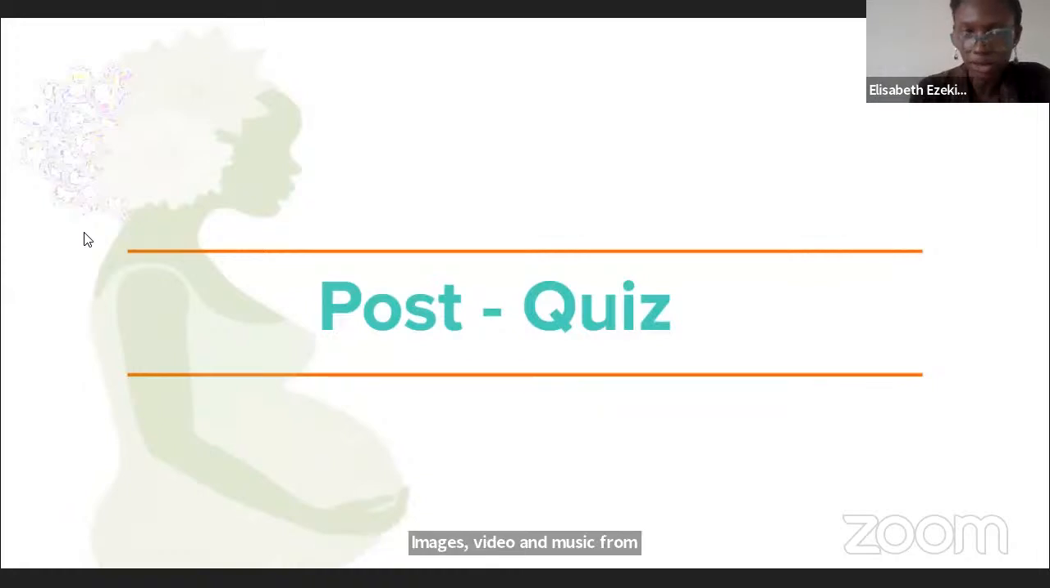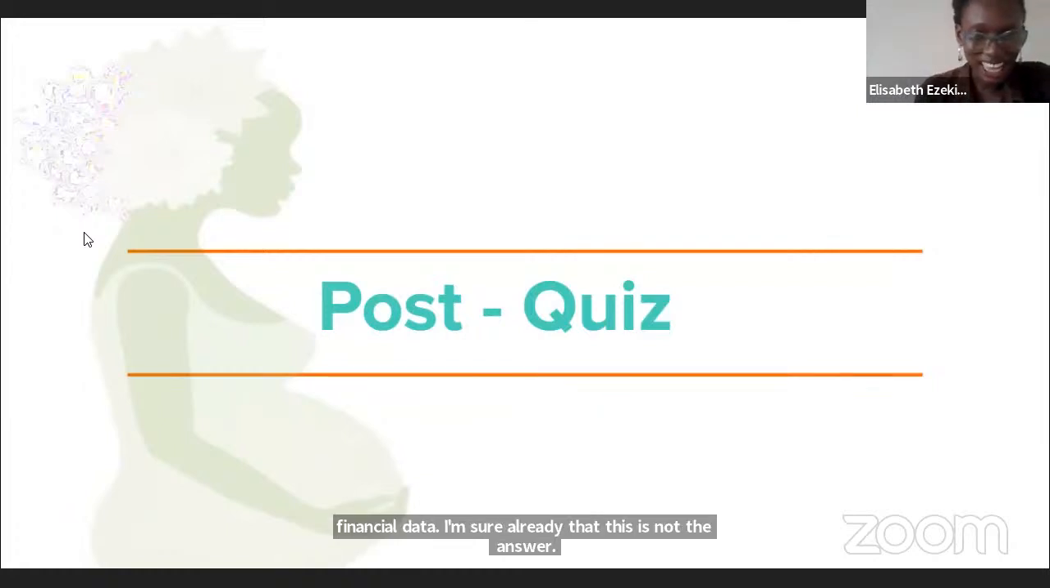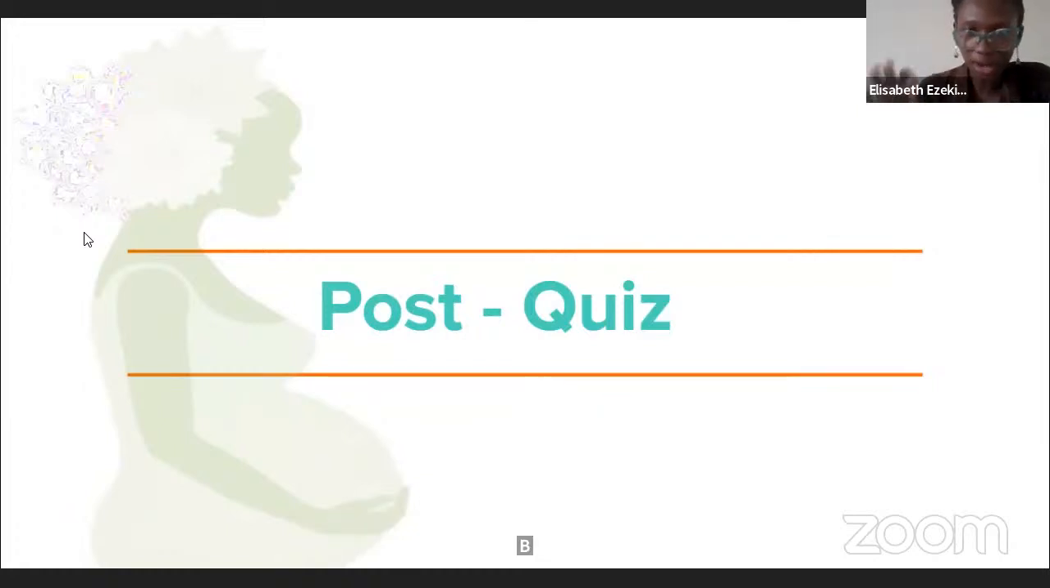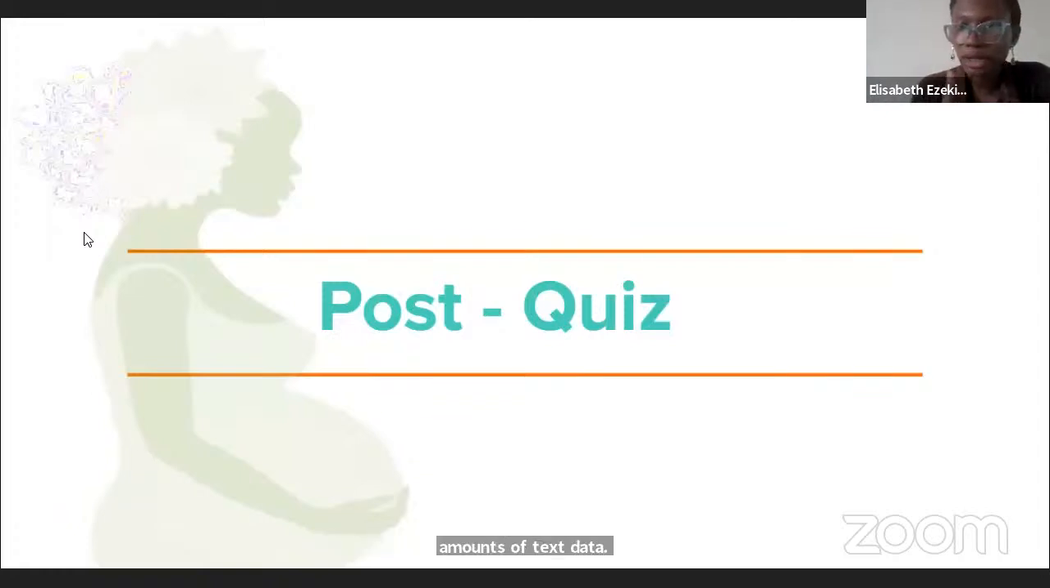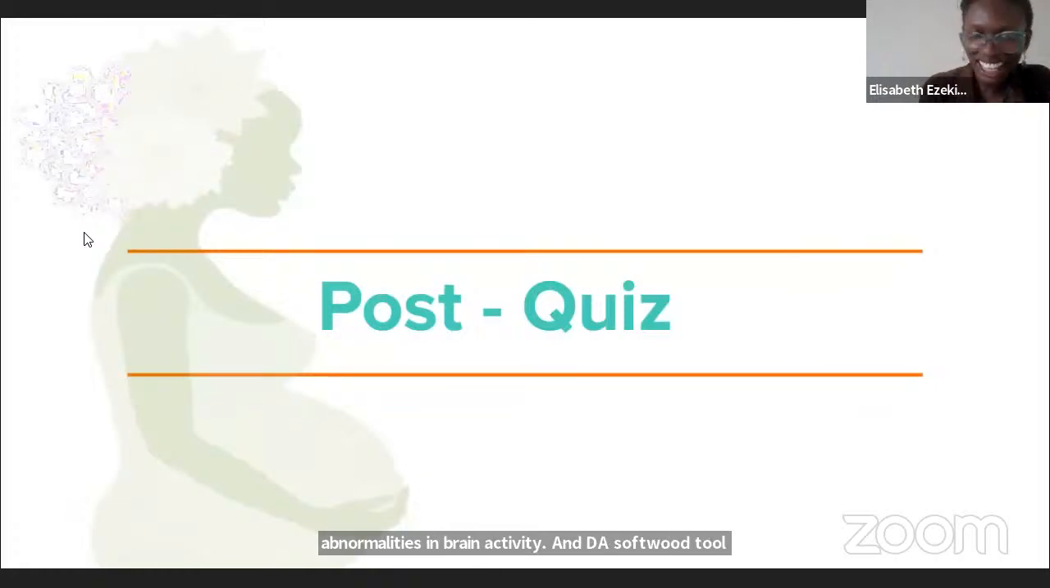Question 3, what is a large language model? A, to predict market trends based on historical financial data. I'm sure you already know this is not the answer. B, a type of neural network designed to understand and generate human-like text by being trained on vast amounts of text data. C, a medical imaging technique used to detect abnormalities in brain activity. And D, a software tool for managing large-scale databases and ensuring data integrity. The correct answer is B.